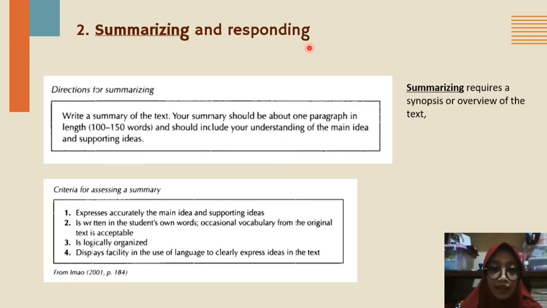Okay, the second one is summarizing and responding. One of the most common means of assessing extensive reading is to ask the students to write a summary of the text. Summarizing requires a synopsis or overview of the text, and the task given to the students can be very simply worded. And this is the example of direction for summarizing. And there are also criteria for assessing a summary. Among the four points, the first one is the only one that can be considered a reading performance, and the other three can be considered writing performance.